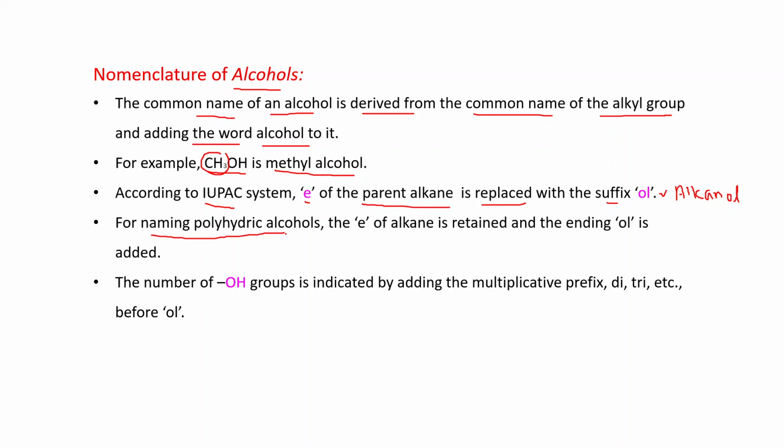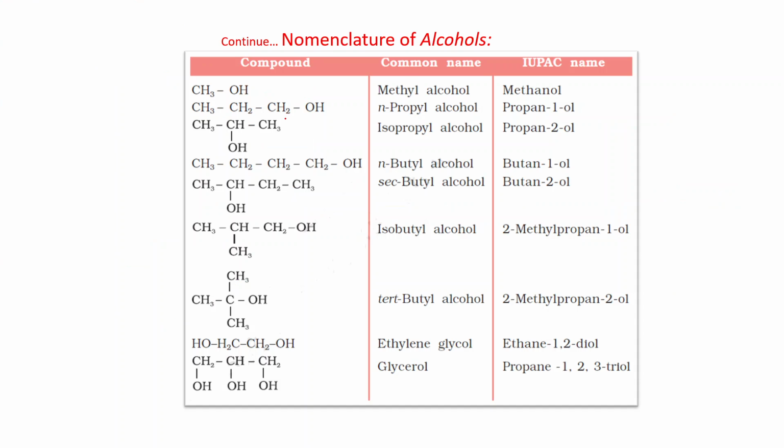For naming polyhydric alcohols, the E of the alkane is retained and the ending OL is added. The number of OH groups is indicated by adding multiplicative prefixes like di for 2, tri for 3, etc., before OL. Now let us see some examples.